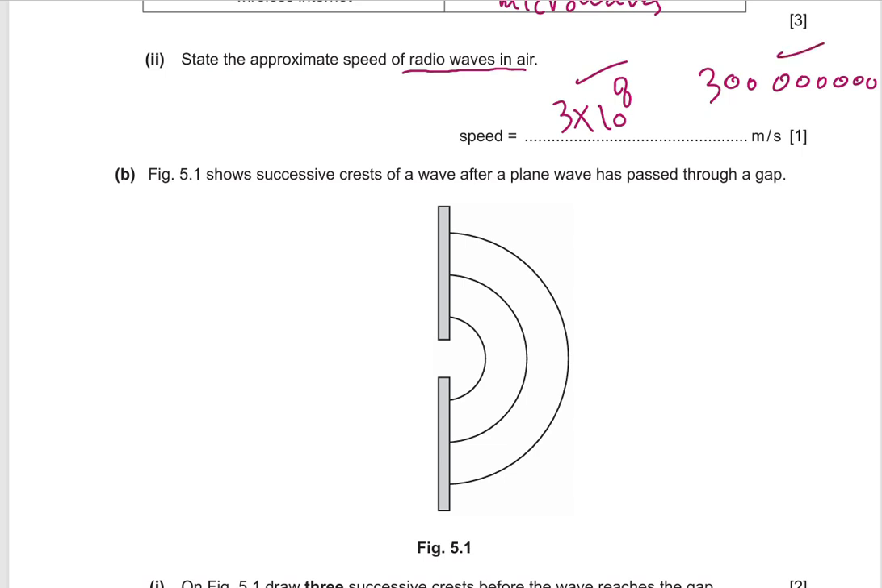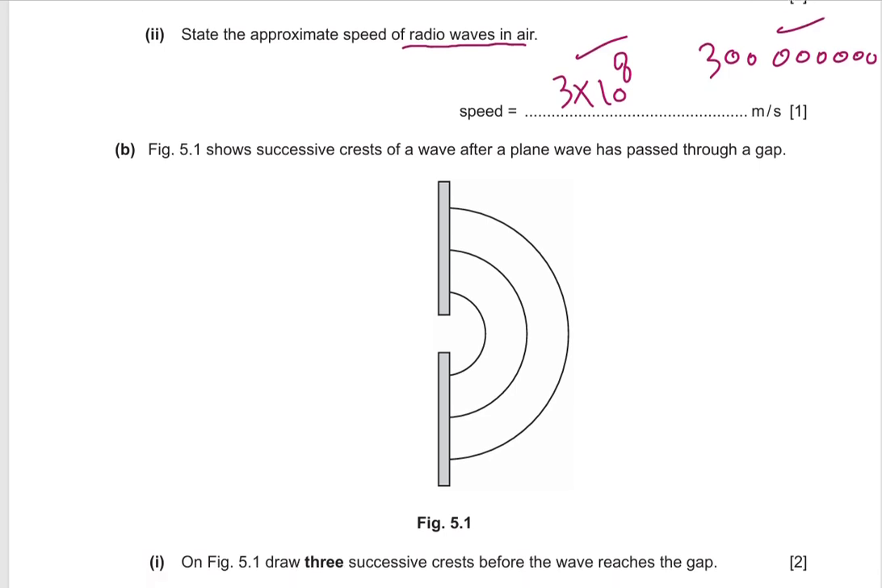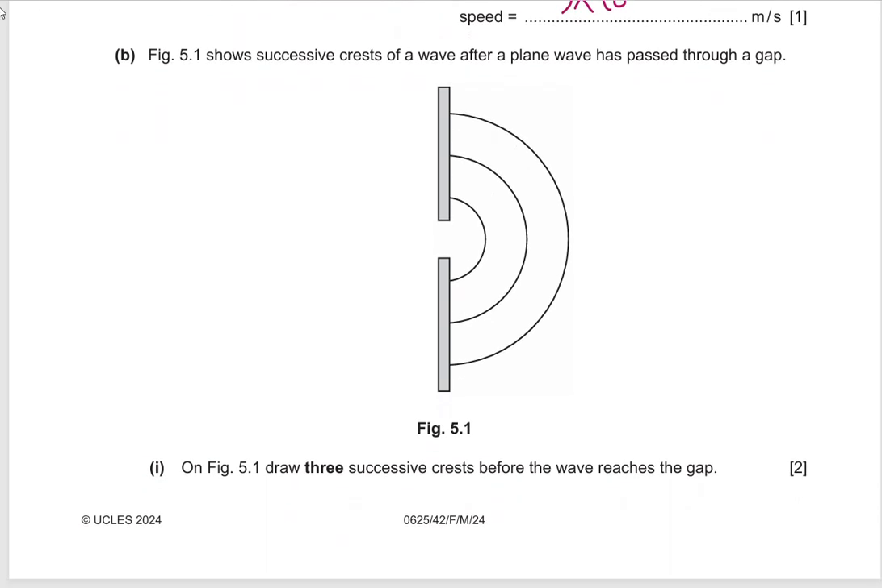Okay, and remember, this is the speed of all the waves in the electromagnetic spectrum, all of them: visible light, ultraviolet, infrared, gamma, x-ray, etc. I hope it's clear. Now in the second part, B, they say figure 5.1 shows successive crests of a wave after a plane wave has passed through a gap.